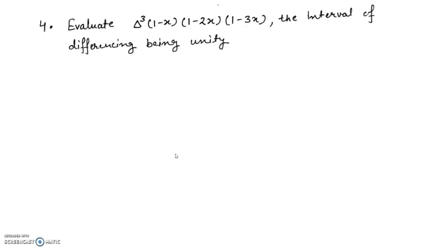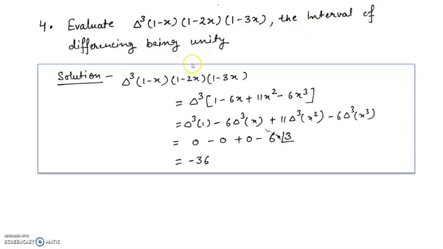Next, one more example. In this example, we'll evaluate the third order difference, delta cube of (1 - x)(1 - 2x)(1 - 3x). Here the interval of differencing is unity, that is 1. So to calculate this term, first we'll multiply these three brackets to get 1 - 6x + 11x square - 6x cube, and then separating delta cube with all the four terms, we have this one.